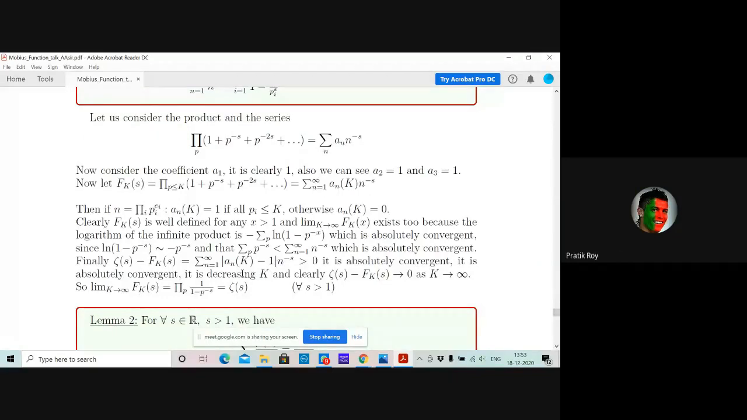Yes, so the multiplication is like I do in a generating function, like you do in the case of polynomials. So we can see clearly that the coefficient of n to the power s, the coefficient of a1, is clearly 1, because we know that the coefficient of 1 by n.